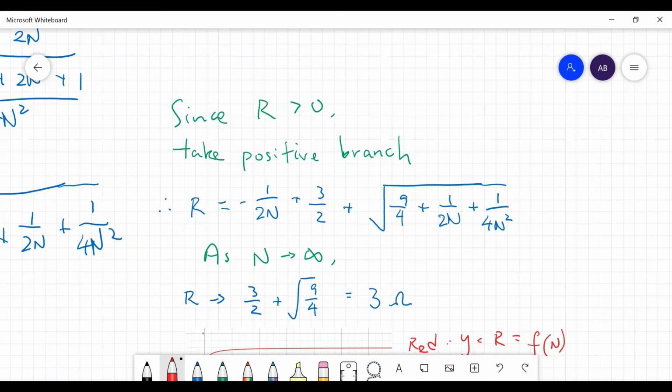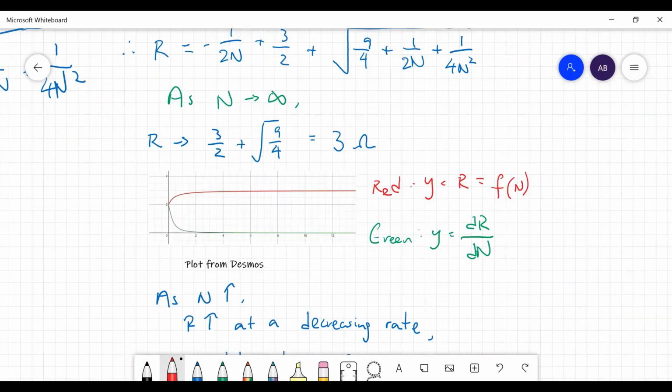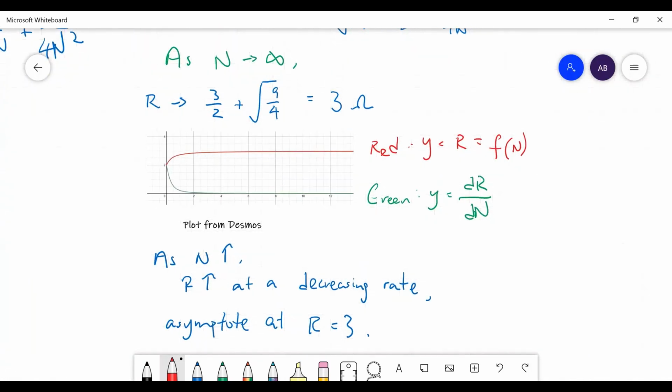Another thing we can do is plot a graph of n against R. As you can see, the red graph is how R varies with n. As n increases, R also increases, but at a decreasing rate. So you can see the gradient dR/dn is decreasing down towards 0. And there's an asymptote at R equals 3, which is what we know from the maths and also what we know intuitively. We can see it graphically here also from this decimal plot.